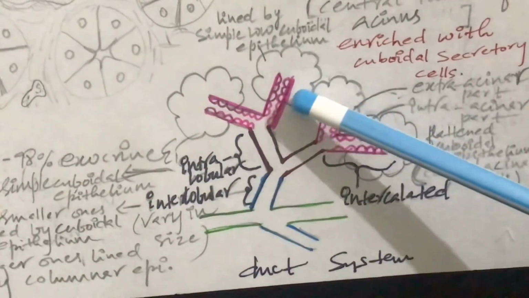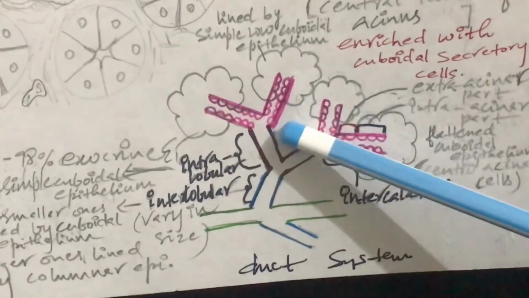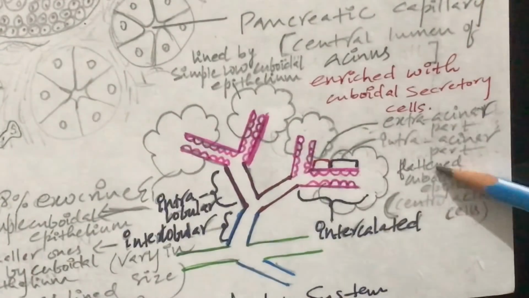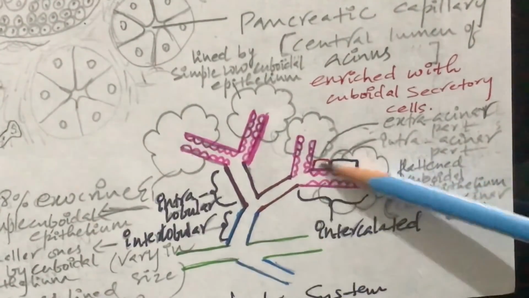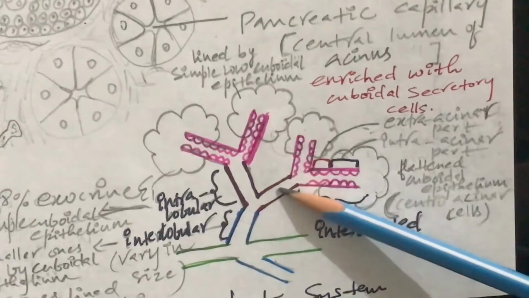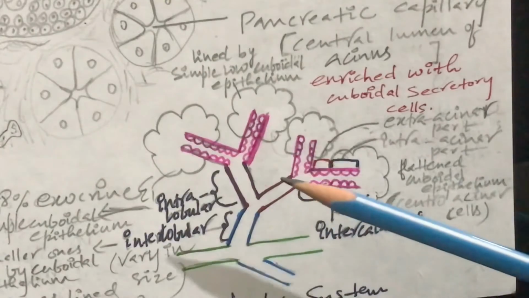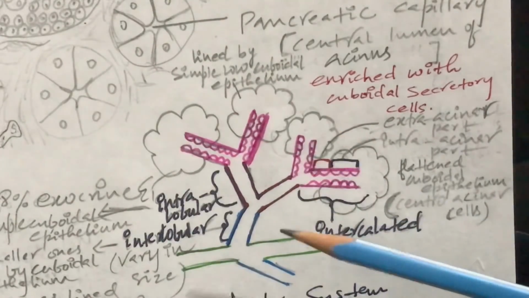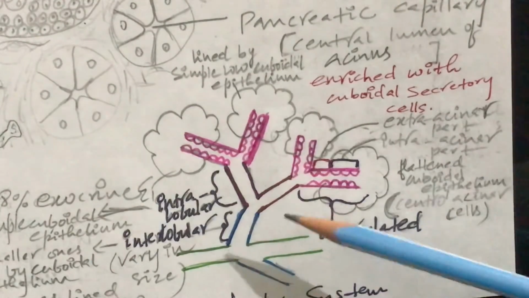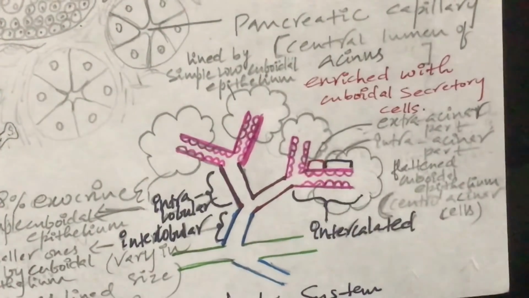It has two parts, intraacinar part which lies within the acinus and extraacinar part which lies outside the acinus. Intraacinar part is lined by flattened cuboidal epithelium and extraacinar part is lined by simple cuboidal epithelium. Now intralobular duct is also lined by simple cuboidal epithelium. Interlobular duct varies in sizes, so the small ones are lined by simple cuboidal epithelium and the larger ones are lined by simple columnar epithelium.